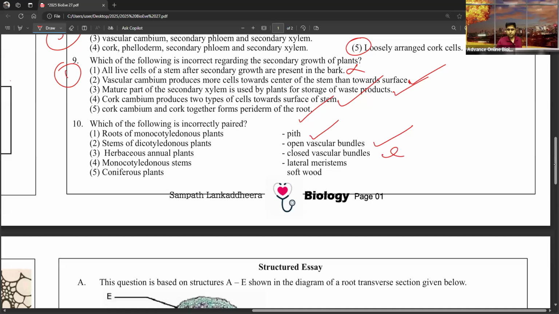I'll proceed, okay? So question number 4, monocotyledonous stem, lateral meristems. Wrong, no? Which of the following is incorrectly paired? Monocot stem, lateral meristems. You don't see that. Herbaceous annual plants, closed vascular bundles. Then conifer plants, softwood, correct. So I have two answers here, 3 and 4.